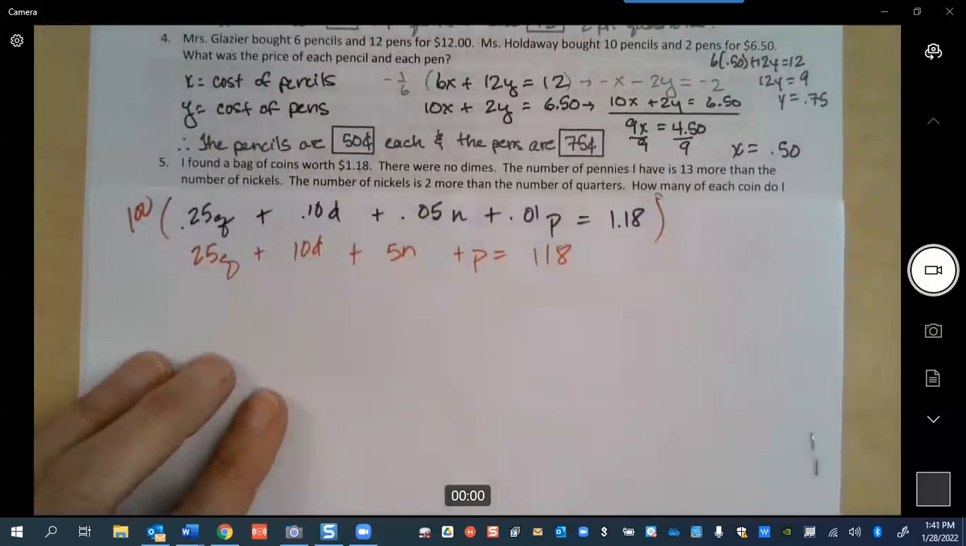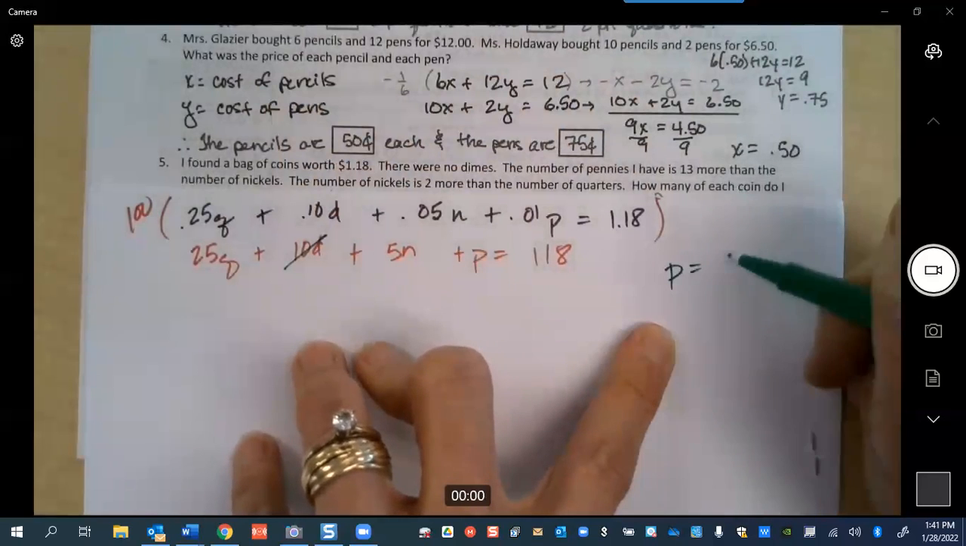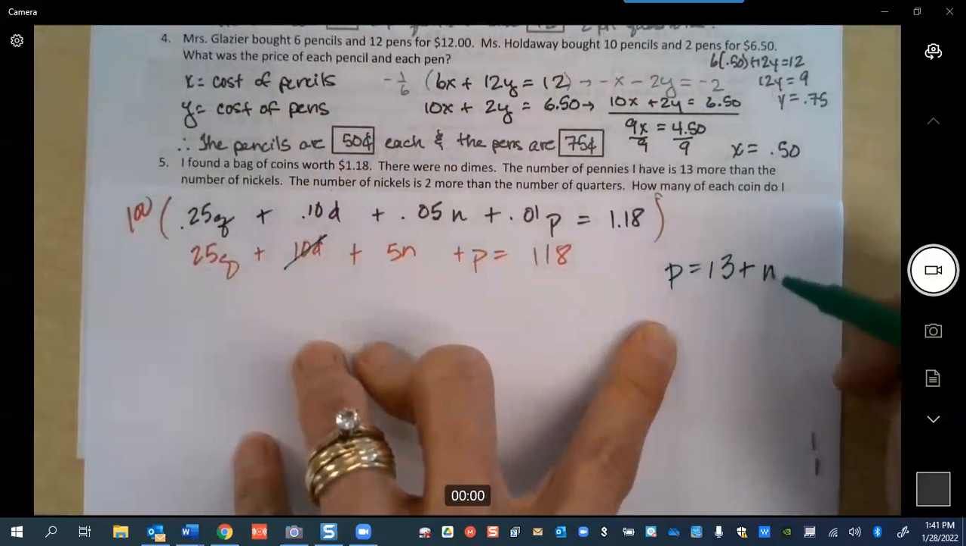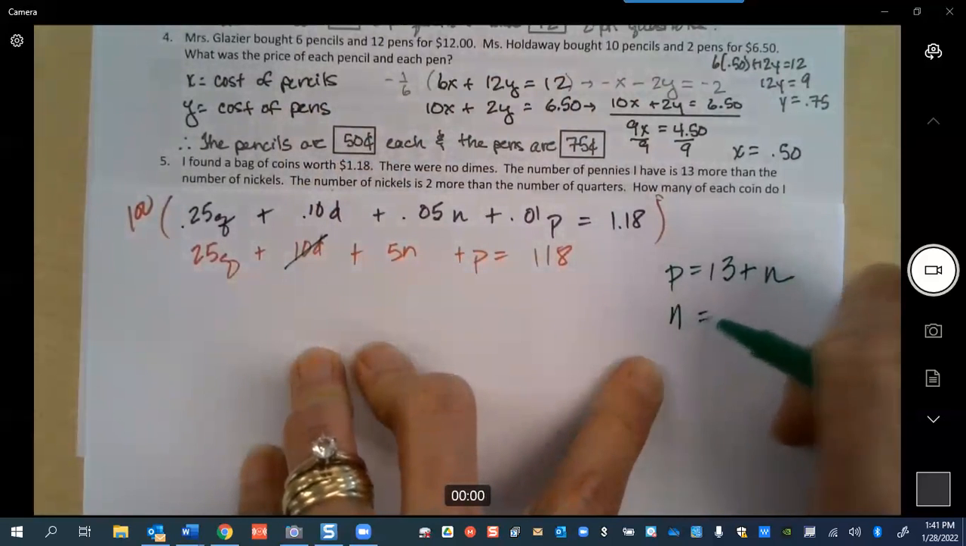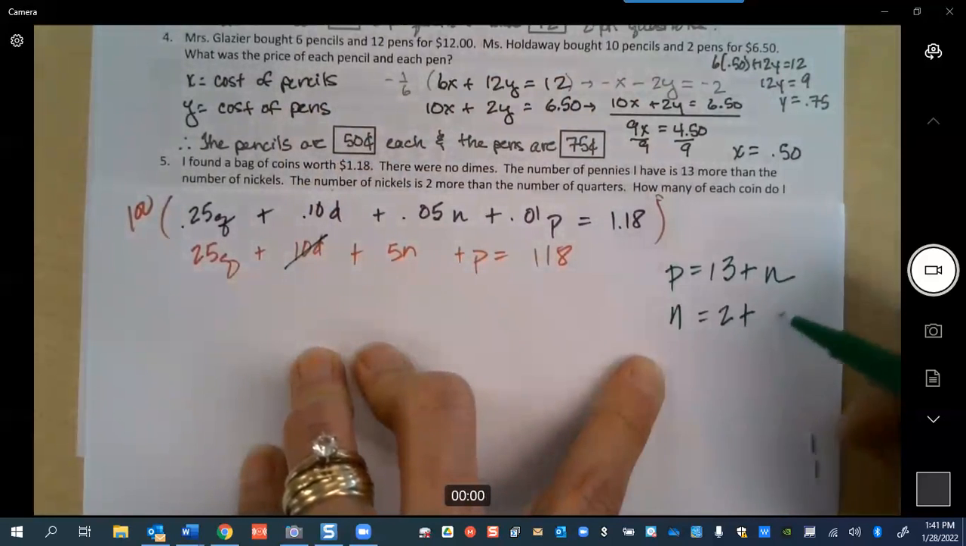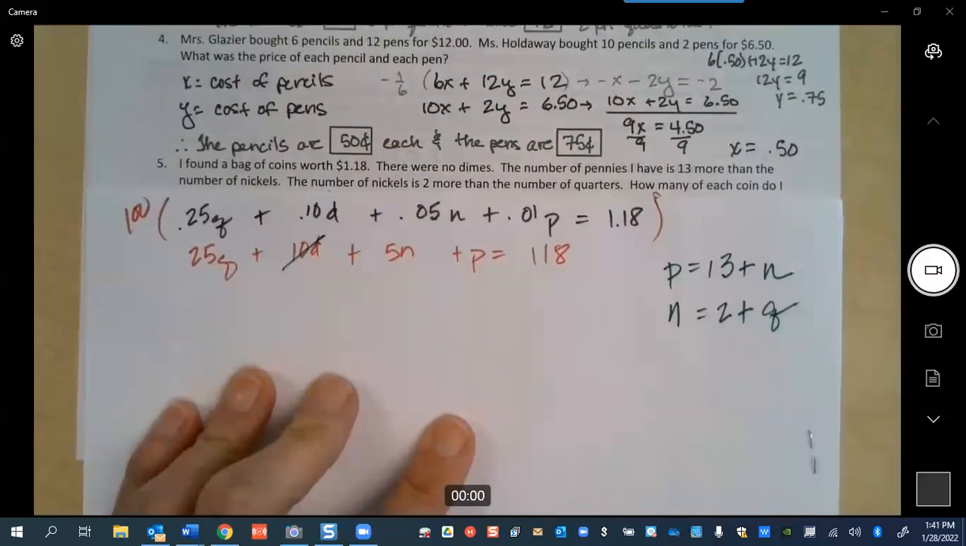We have no dimes. So right away, no dimes are a part of the problem. The number of pennies you have is 13 more than the number of nickels. And the number of nickels is 2 more than the number of quarters. And you want to figure out how many coins you have.